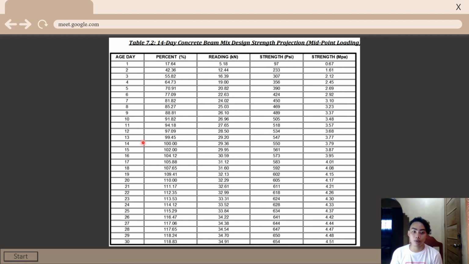For our last sample, we know that it has been cured for 14 days, and it has an acquired flexural strength of 6.9 megapascals. We can see here that the required flexural strength of that sample when cured for 14 days is 3.79 megapascals. So we can identify that sample number 3, our last sample, has passed the flexural strength test.